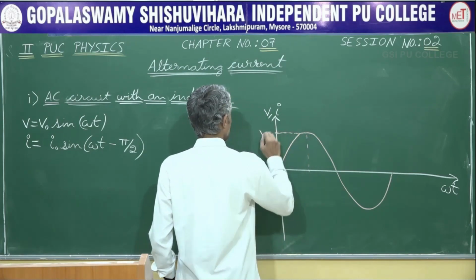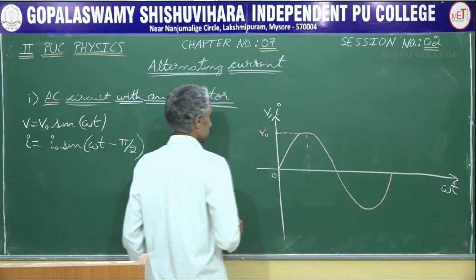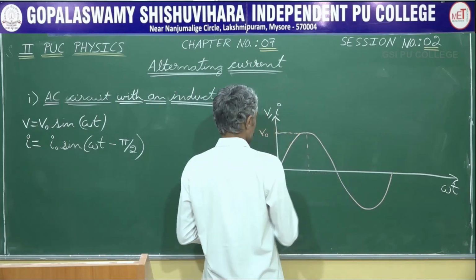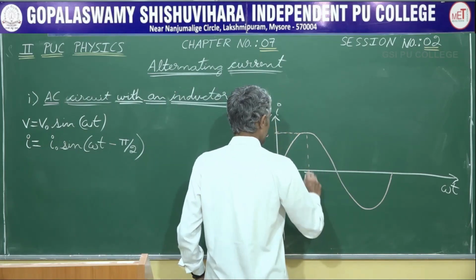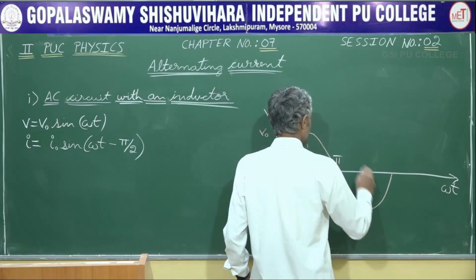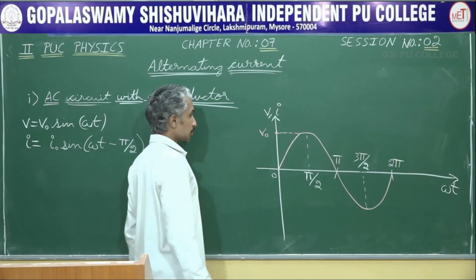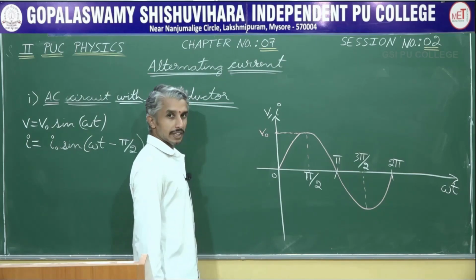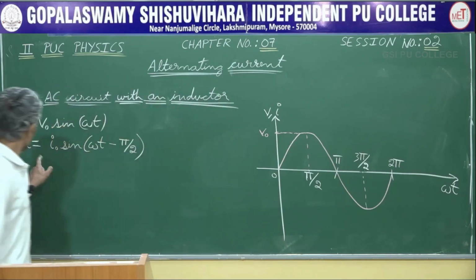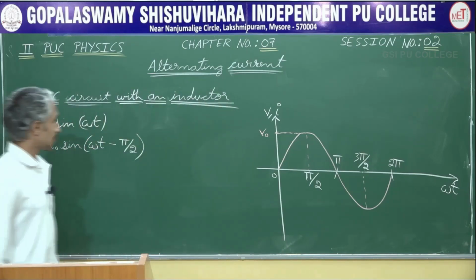The amplitude is V naught. So, here you have the representation of AC voltage in an inductor. What about current? The current lags behind the voltage by pi by 2.